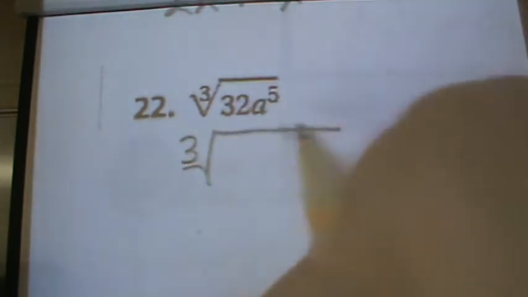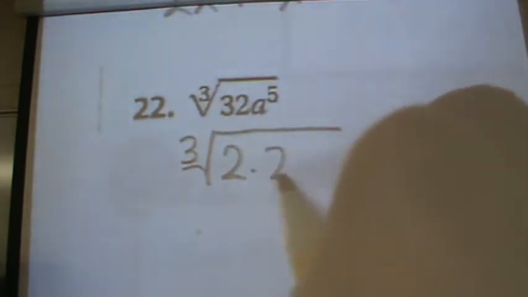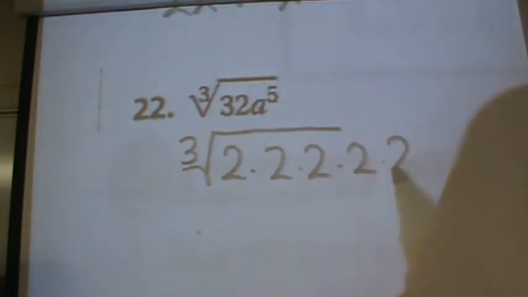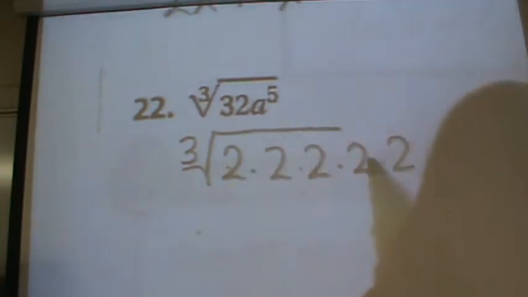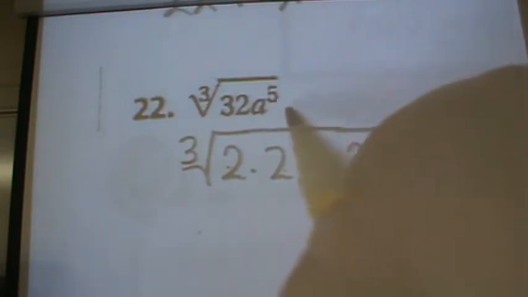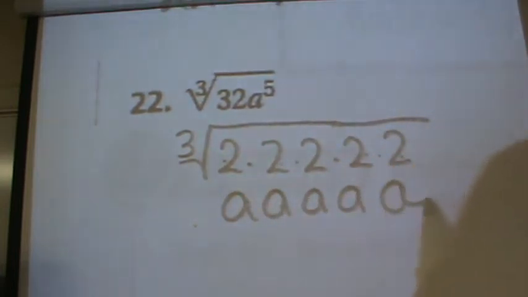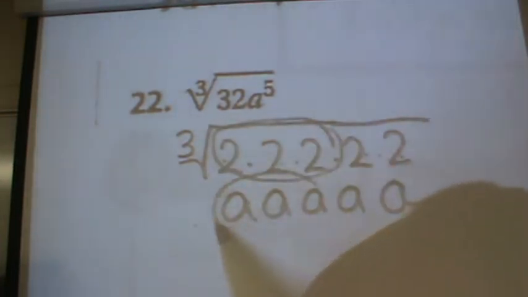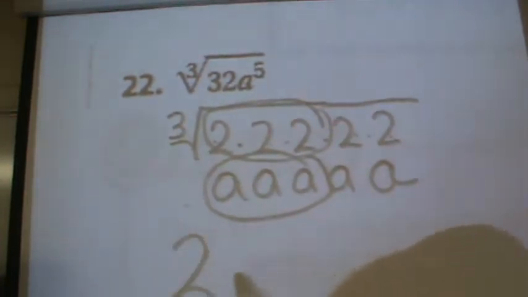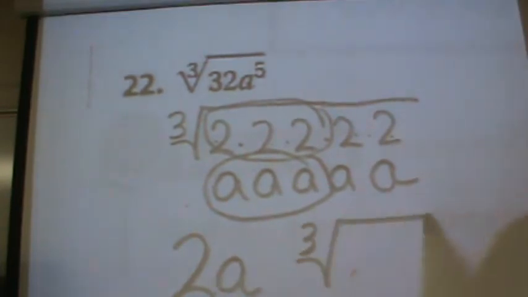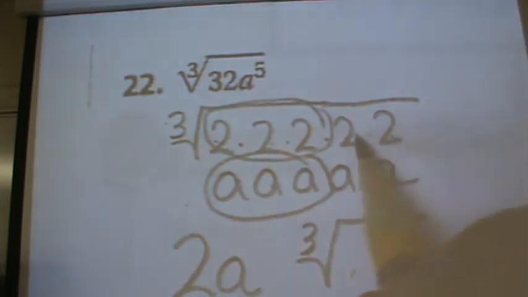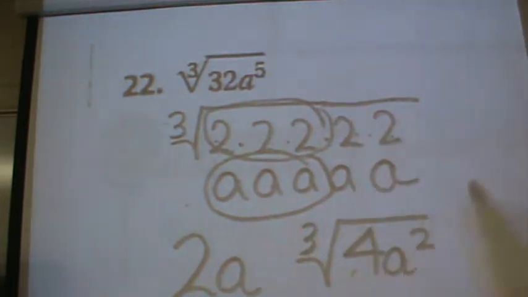22, we've got the cube root of 32. You're going to get good at multiplying. This is five 2's. 2 times 2 is 4, times 2 is 8, times 2 is 16, times 2 is 32. And then we have how many a's? 5. Take 3 of these and 3 of these. So what comes out? 2a. What stays? The cube root of 4a squared. Beautiful.